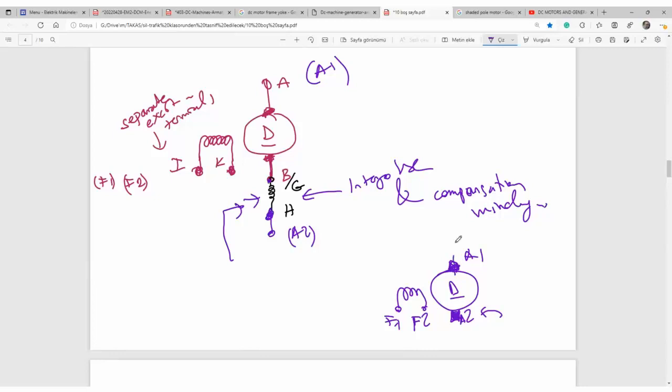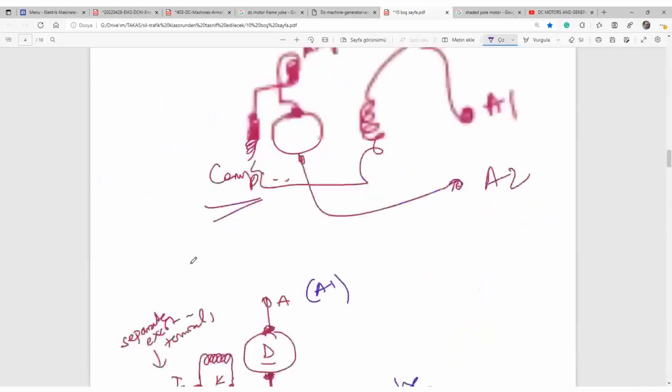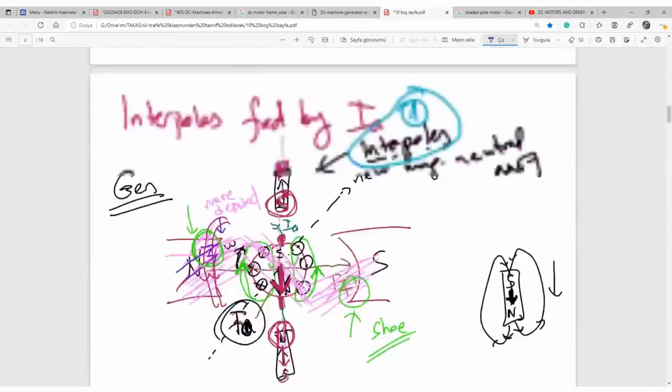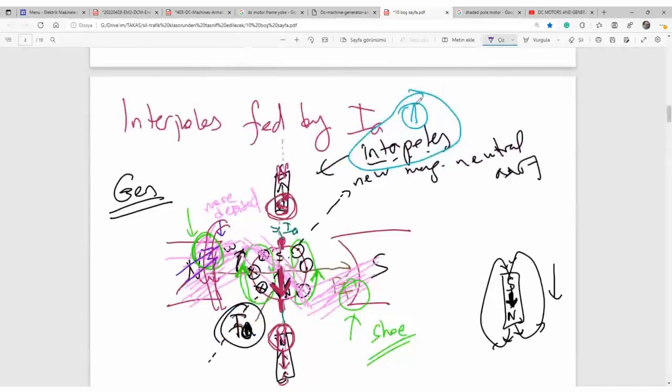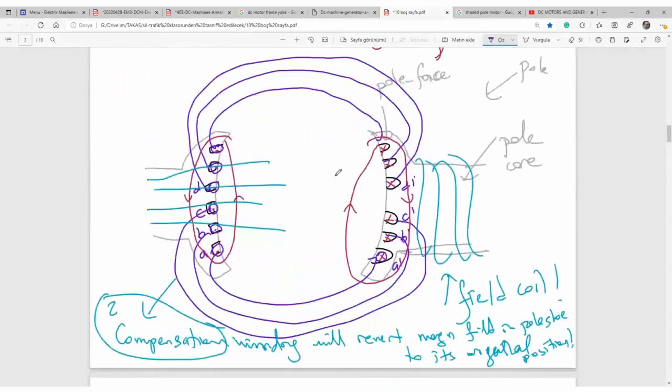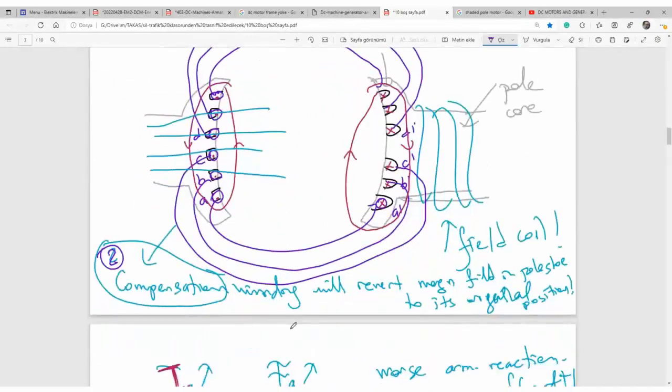Okay. You should read the data sheet of the machine to see if there is compensation winding or interpoles. They are not the general case. The first precaution we made is using interpoles. That is the first one. The second one is using compensation windings. We use compensation winding especially in very large systems, very large motors.